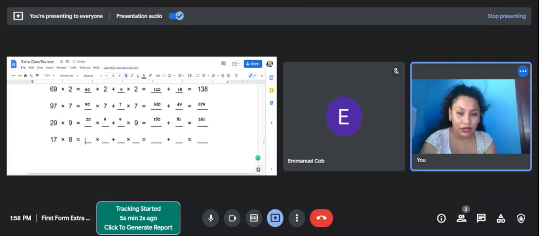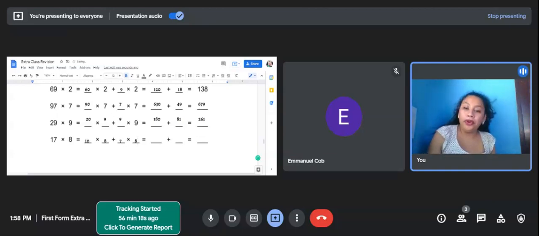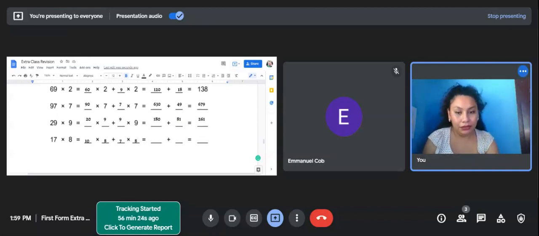Right? Now, 17 times 8, and this is the last one. I want to break the 17 into 2. So I'm going to break it into 10, and then I'm going to times it by 8. And then the other part of the 17 is 7, and I'm going to times that by 8. So I broke the 17 into 7 and 10, and I'm going to multiply both of them by 8.